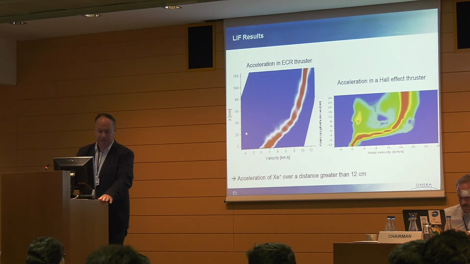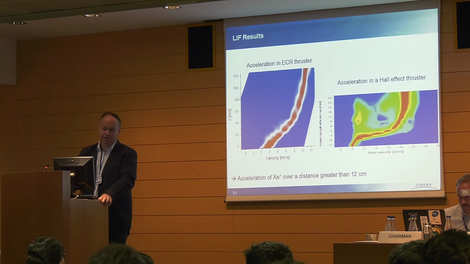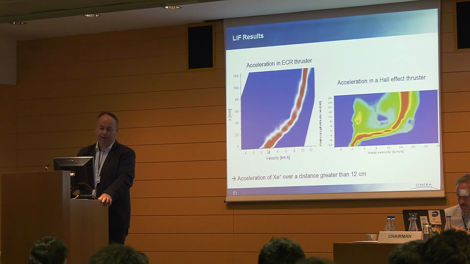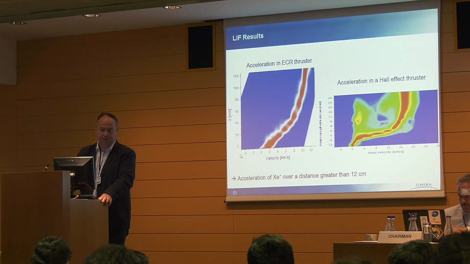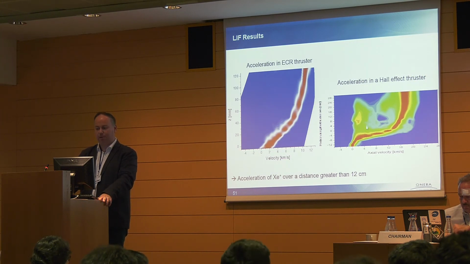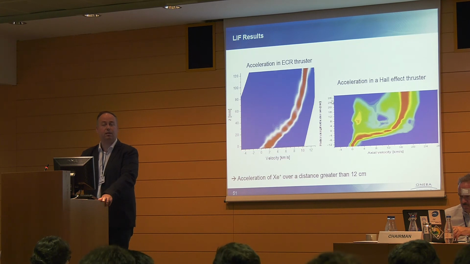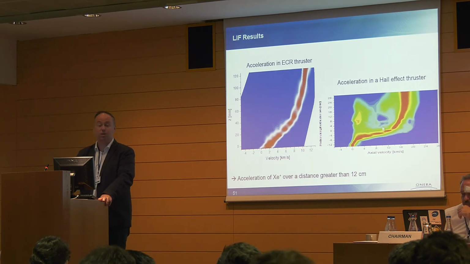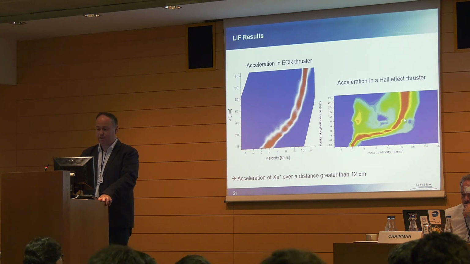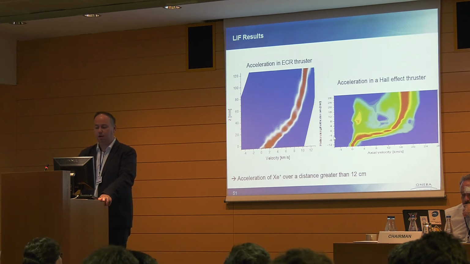This is the result. This is the acceleration in the ECR thruster. Velocity versus distance in the magnetic nozzle, in millimeters. And this is the exit of the thruster. I put here the same scale of exit distance that we measured with the same method for the Hall effect thruster.